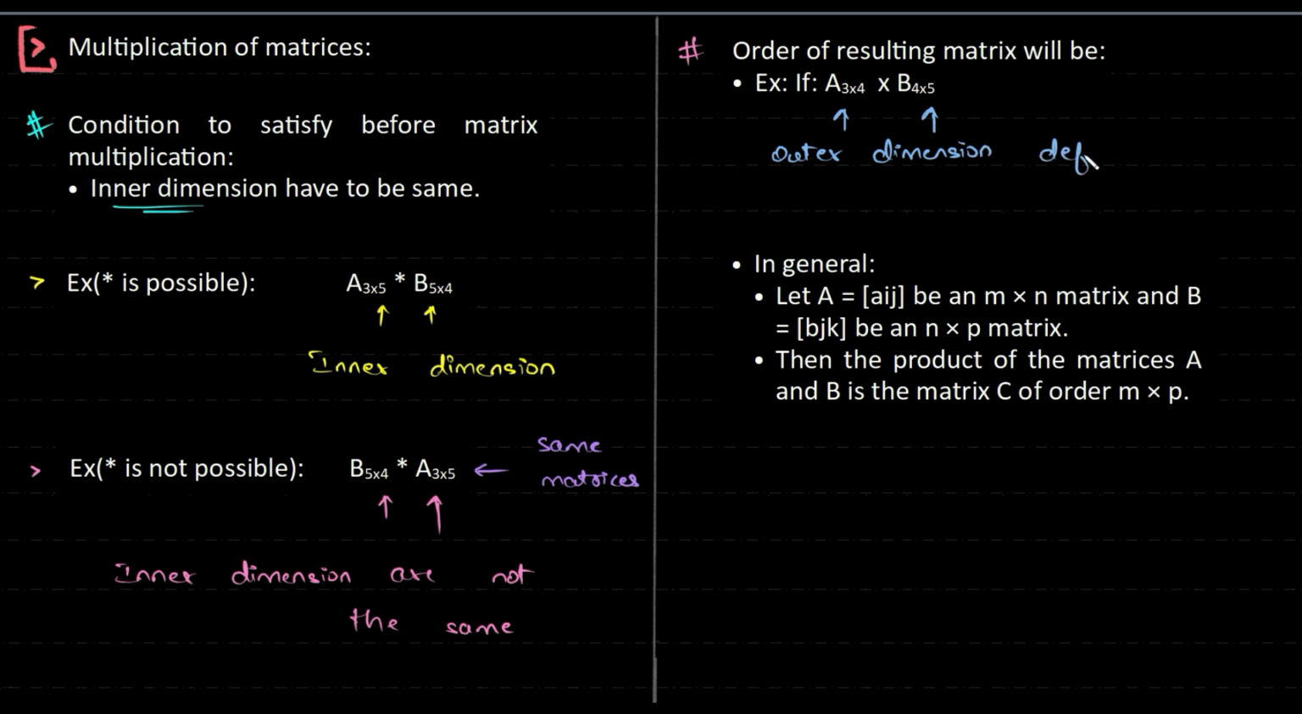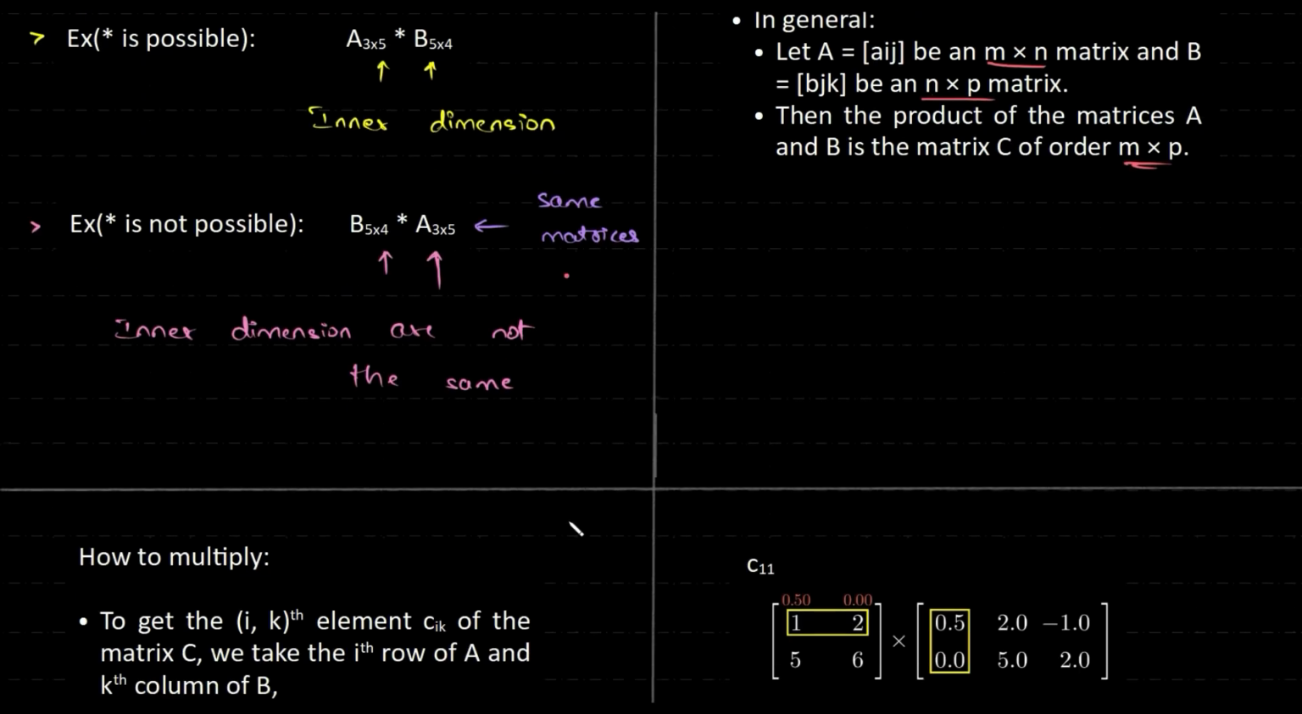The outer dimension defines the order of the resulting matrix. Now, in general, if I have matrix A and matrix B with this particular order, you can see the inner dimension is the same, and the resulting matrix will be n cross p. So keep all of this in mind. Now, let's move on to the actual multiplication.